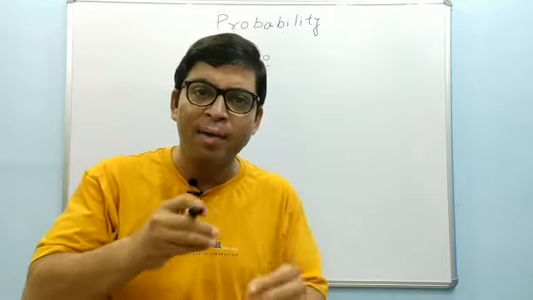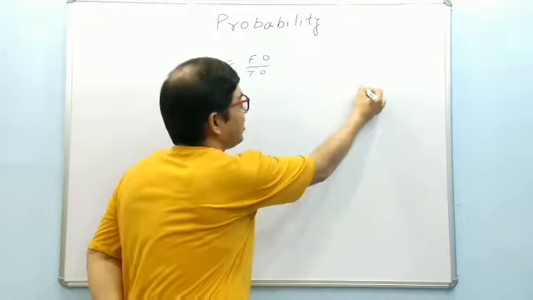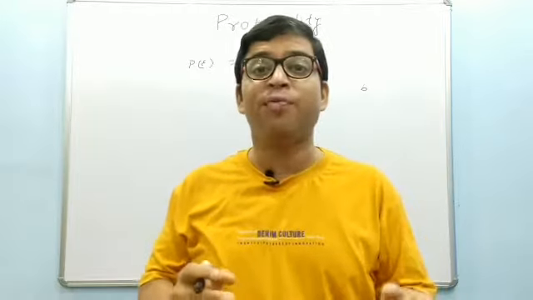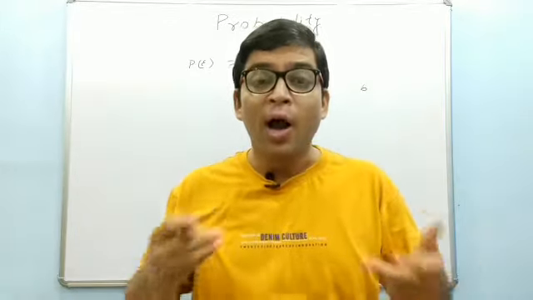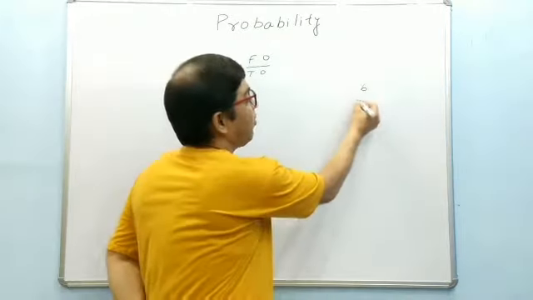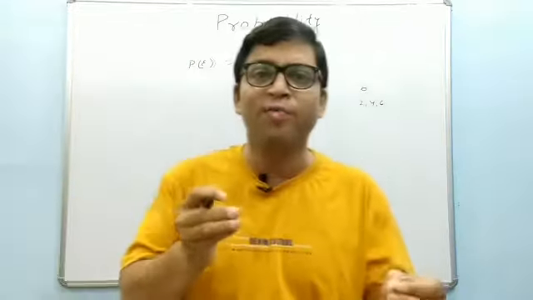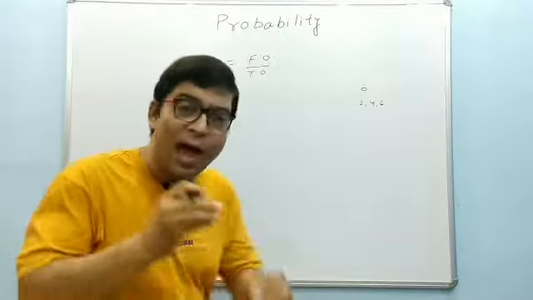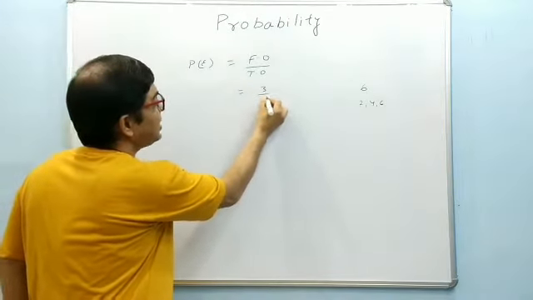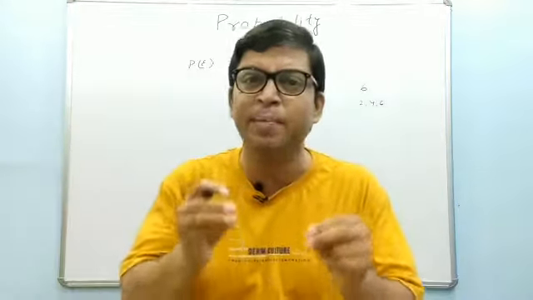Suppose I'm just throwing a die. What is happening? Total outcome is 6. It can be either 1, 2, 3, 4, 5, 6. And if I have to find the probability of getting an even number, what are the favorable things? Either 2, 4 or 6. So the number of favorable things is 3 here and the total outcome is 6. So the probability will be 3 by 6, that is 1 by 2. That is a very basic thing.